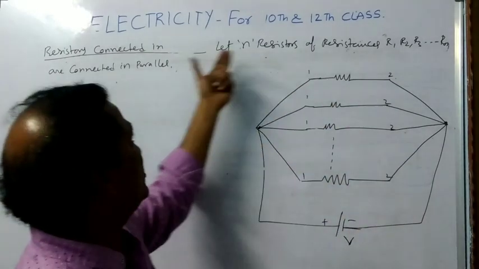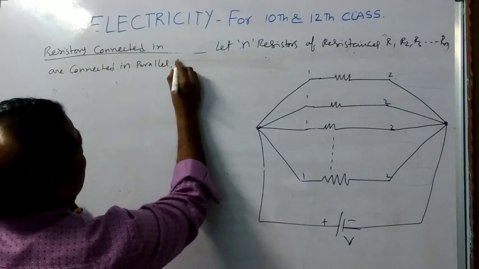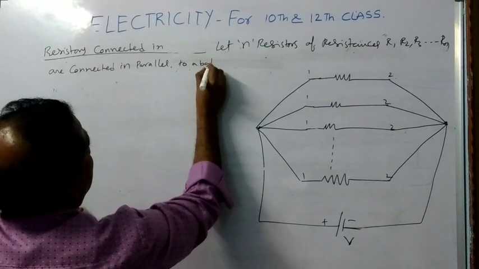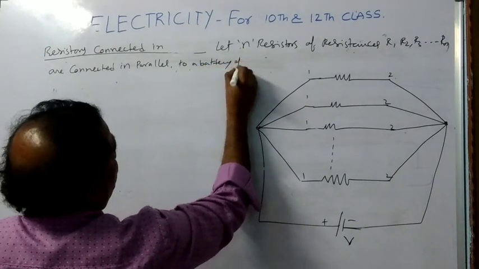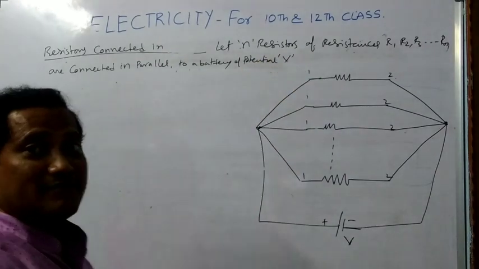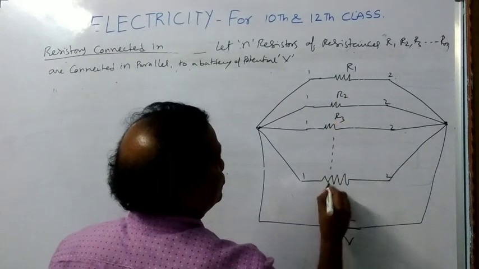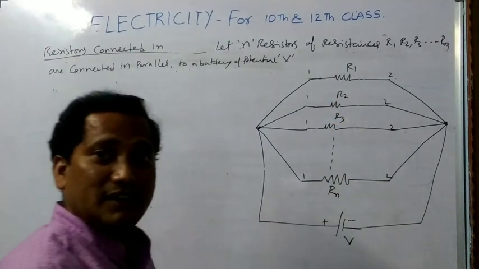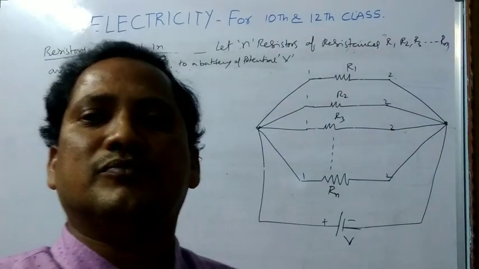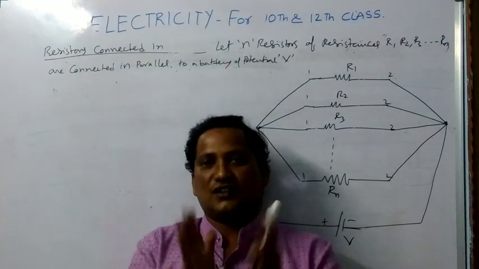So you can write it in matter form also. Better to write: connected in parallel to a battery of potential V. Here these are named R1, R2, R3 and so on to Rn. Previously, in the series connection, the current is constant.